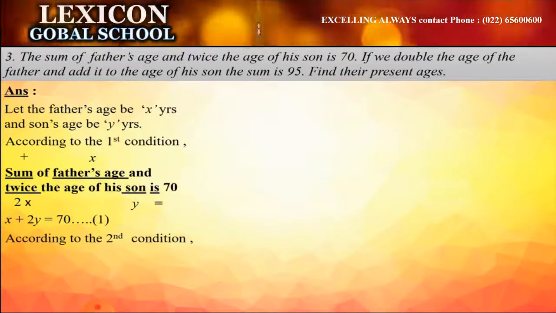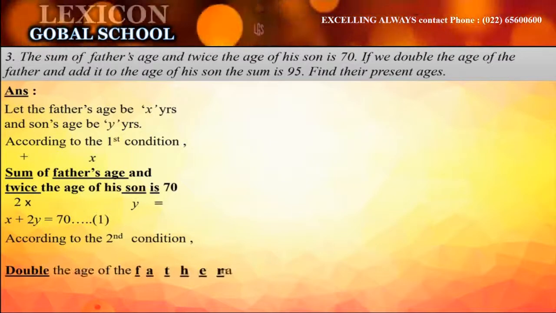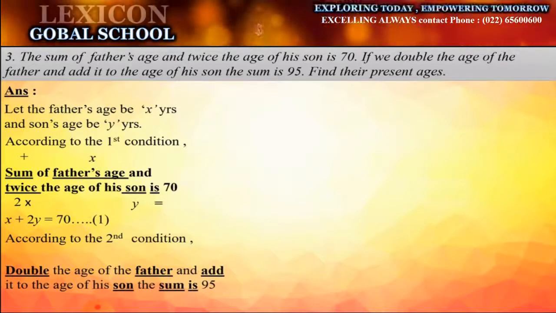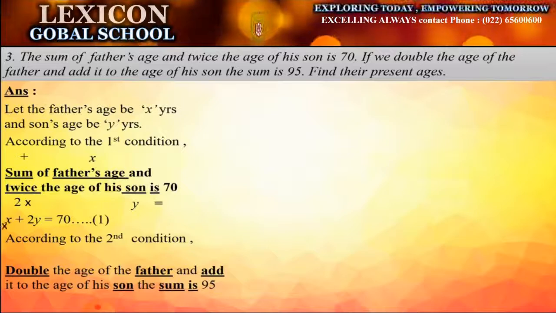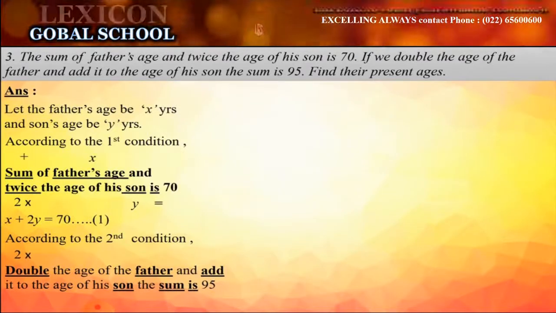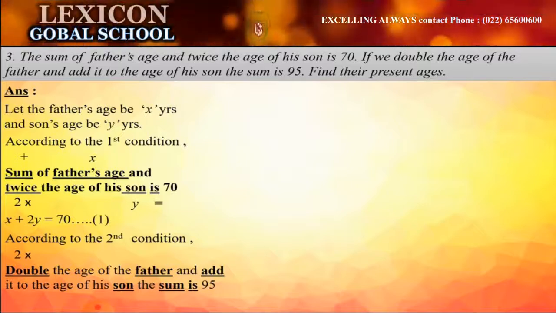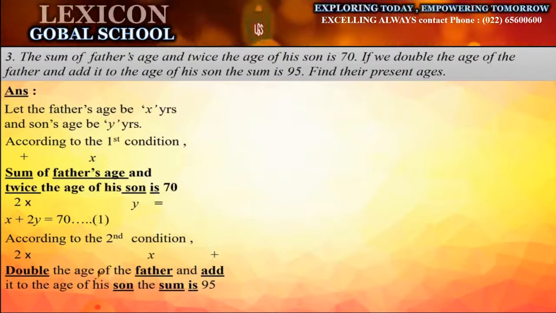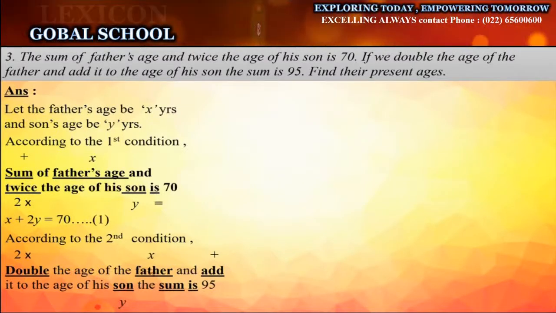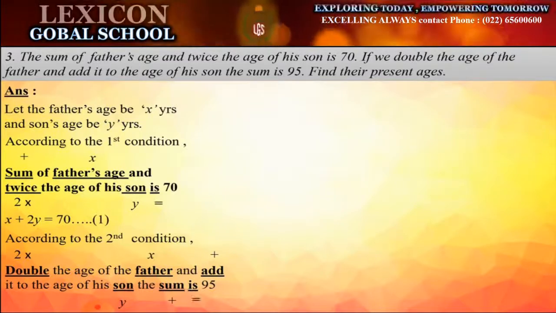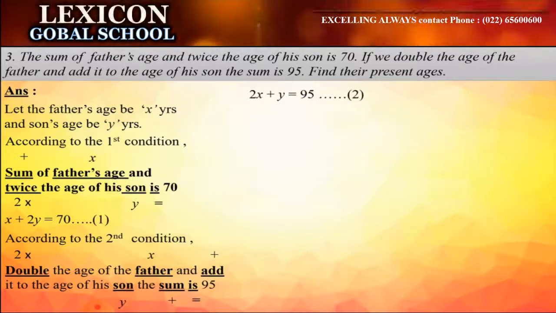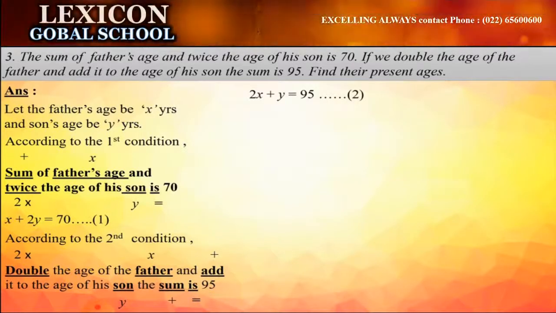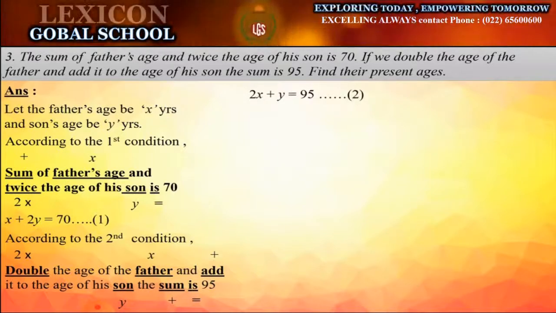According to the second condition, if we double the age of father and add it to the age of his son, the sum is 95. Double means 2 into. Father means father's age is x. Add means addition. Son's age is y. Sum means addition. Is means is equal to. Now let us form the equation. Double the age of father, that means 2x, plus son means y is 95.